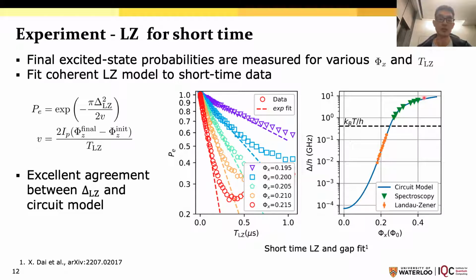And this is based on a circuit model fitted to just the spectroscopy data, which is at high frequency. And we use the circuit model to predict the low frequency gap, which agrees very well with the effective gap of the Landau-Zener transition. So this confirms that in general our measurement setup is working well, and our readout is working well.